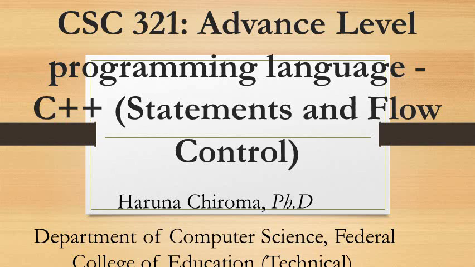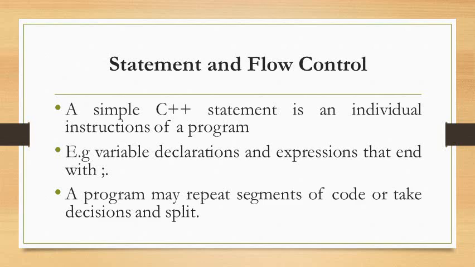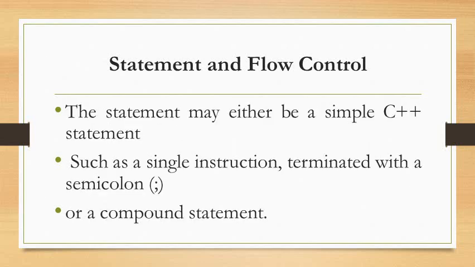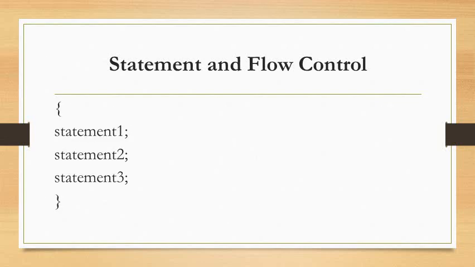A simple C++ statement is an individual instruction of a program. Example, variable declarations and expressions that end with a semicolon. A program may repeat segments of code or take a decision and split. The statement may either be a simple C++ statement, such as a single instruction terminated with a semicolon, or a compound statement. For example, you may have something like a beginning, that's the curly bracket, statement 1, statement 2, statement 3, and it goes on like that.